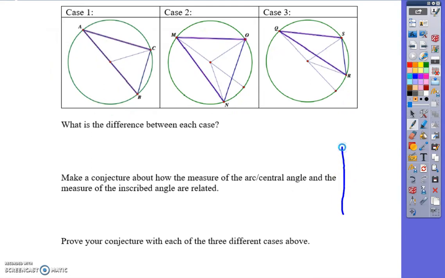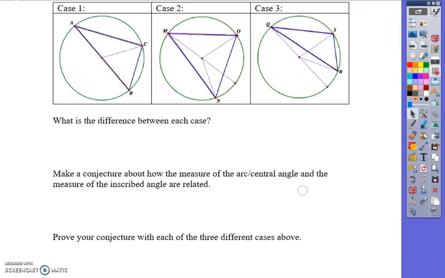Prove your conjecture in the three cases above. How we would prove it is the hard part. So the question is, we've got our three different cases. How do we prove it? We're going to focus on one angle. You'll notice in each picture that in this one, angle A is marked darker. In this one, angle M is marked darker. In this one, angle Q is marked darker. We're going to use that.